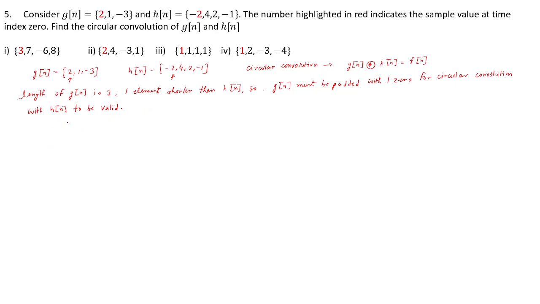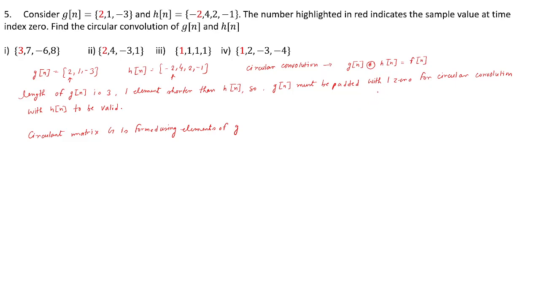So we'll first form the circulant matrix of sequence G or sequence H. You can do it both ways, but let us do it for G. So the circulant matrix G is formed using elements of G.